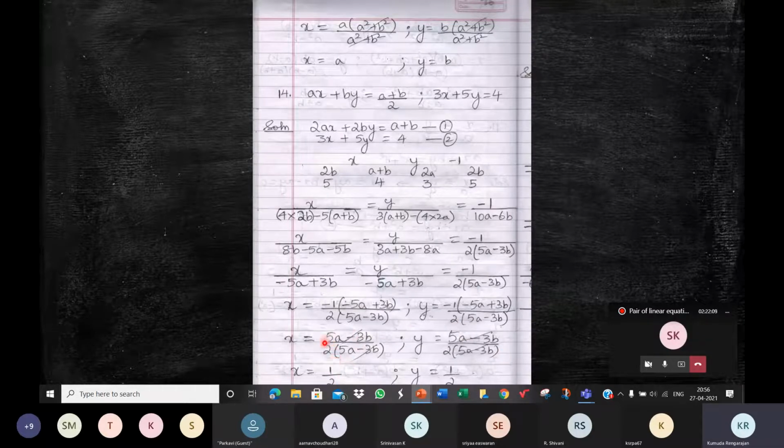1 by 2. See children, this is cancelled out. There is nothing in the numerator, meaning 1, not 0. Because 5a minus 3b once, 5a minus 3b, like 5 by 5 is 1, right? When you have 5 by 5, 5 by 5 is 1, not 0. So similarly, there's nothing in the numerator, meaning there's 1 in the numerator. X is equal to 1 by 2. Y is also equal to 1 by 2.